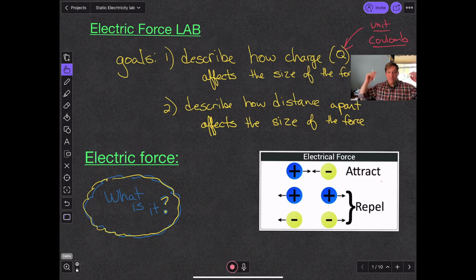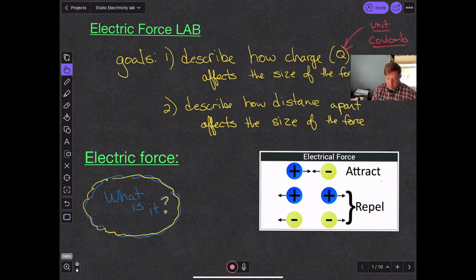It could be the force that lifts your hair up when you're touching the Van de Graaff generator. It could be the static cling in bed sheets, maybe in the wintertime when we get a lot of static electricity, or maybe clothing that you wear. If you ever wear Under Armour or synthetic clothing, sometimes you'll notice that it can be clingy to your skin.